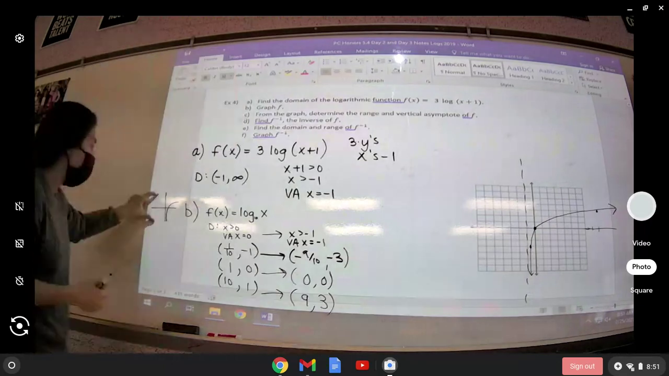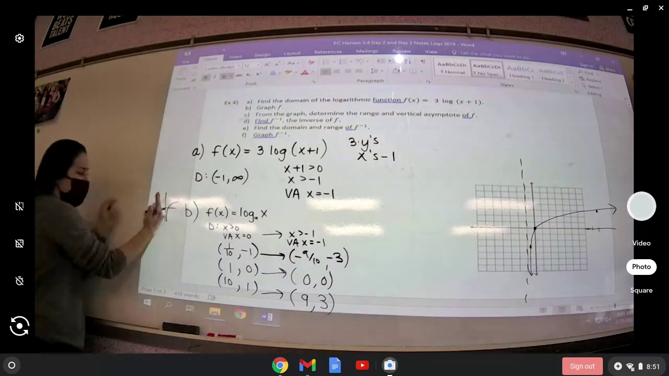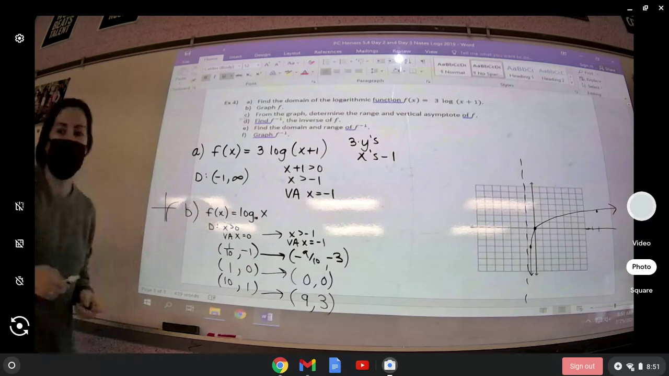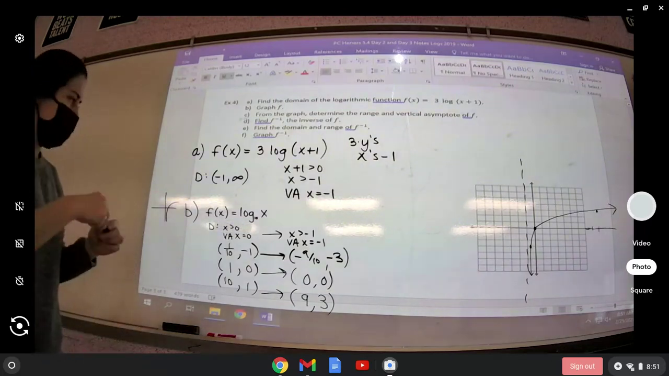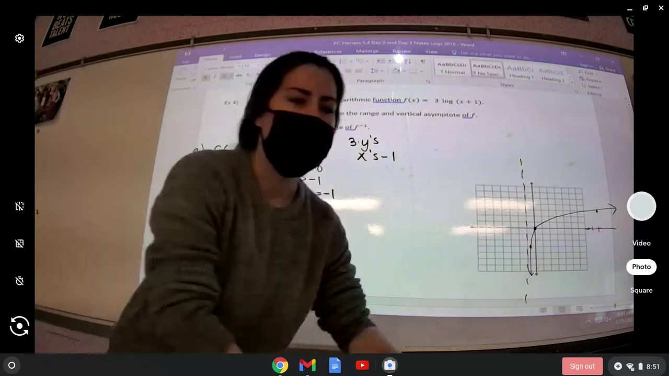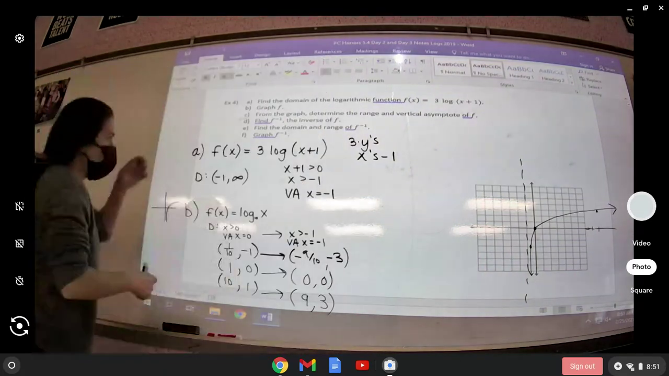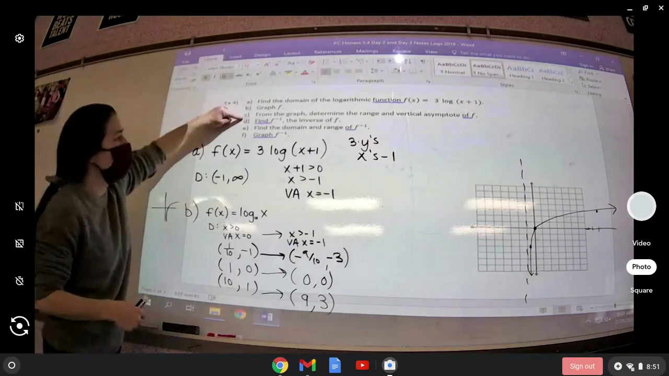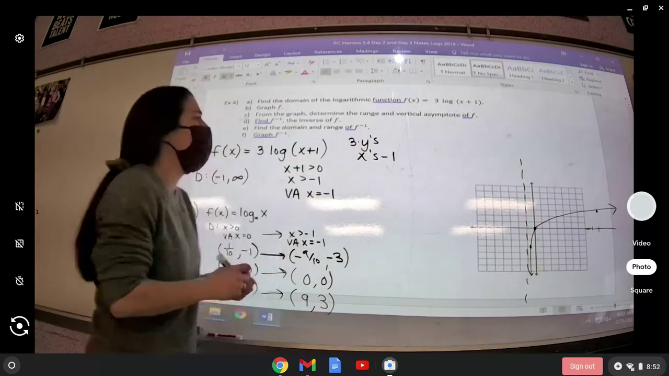And there's your graph that has been shifted to the left 1 and vertically stretched by 3. Everybody good? All right, okay. So we've graphed it. Now from the graph, determine the range and the vertical asymptote.